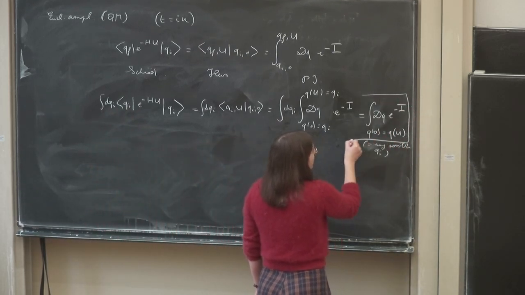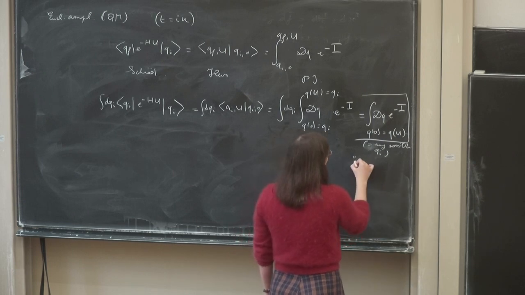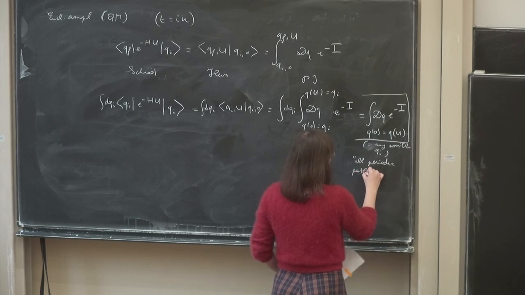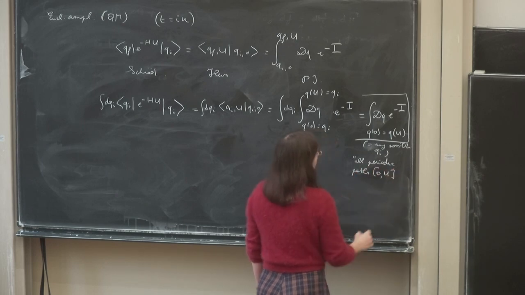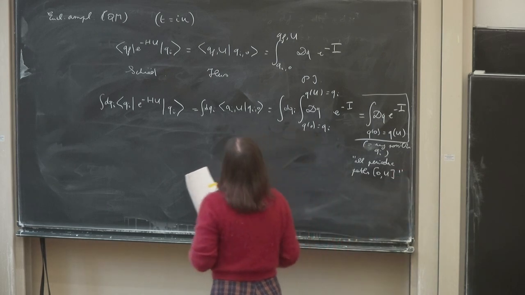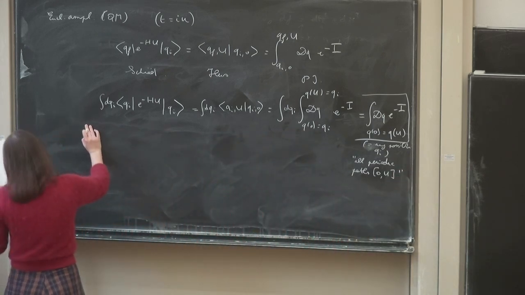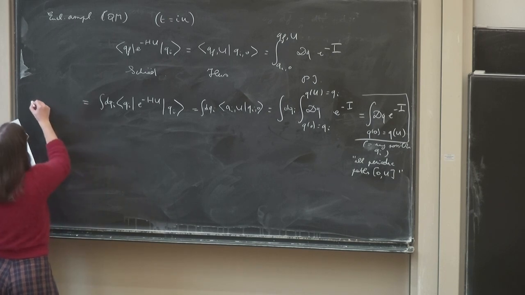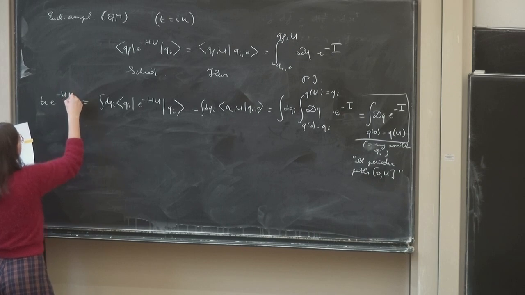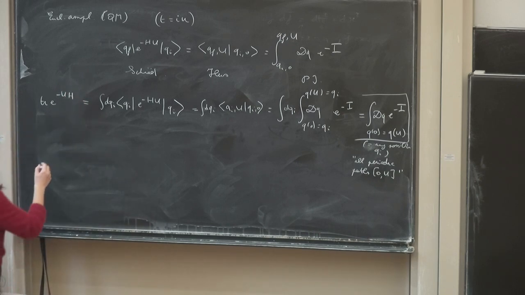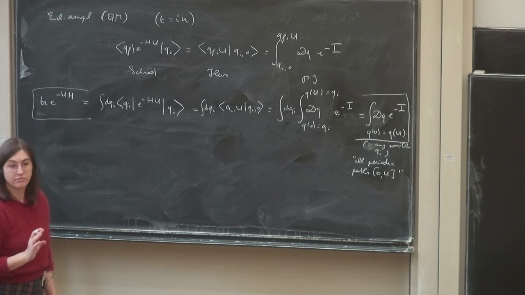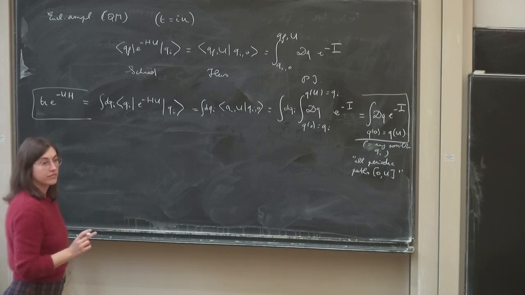So this here on the right, what you have is a path integral over all periodic paths (0 to U). And what we have on the left is the trace of e to the minus UH. Okay. Happy or no?